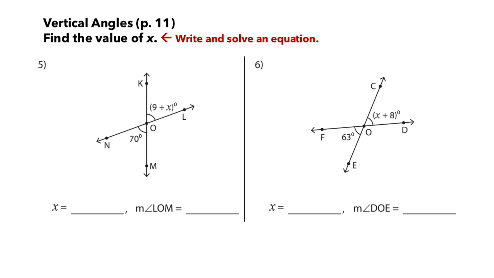Number 5. Sarah, can you tell me the equation that would help me find x on number 5, please? 9 plus x equals 70. Very good. 9 plus x equals 70. And what does that give us for x? 61 is correct. All right, we want to find the measure of angle LOM.